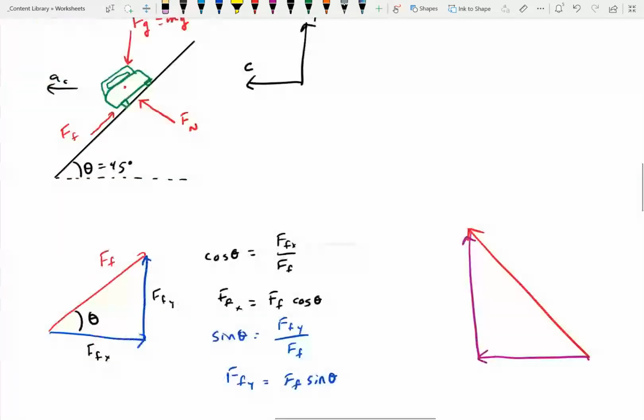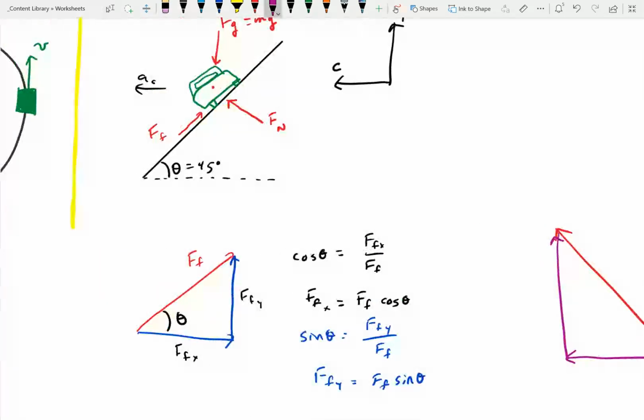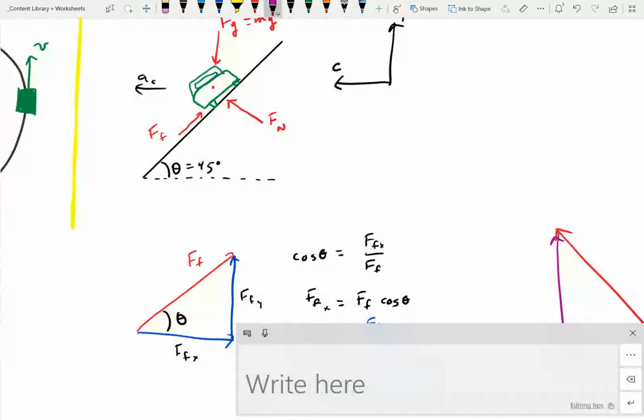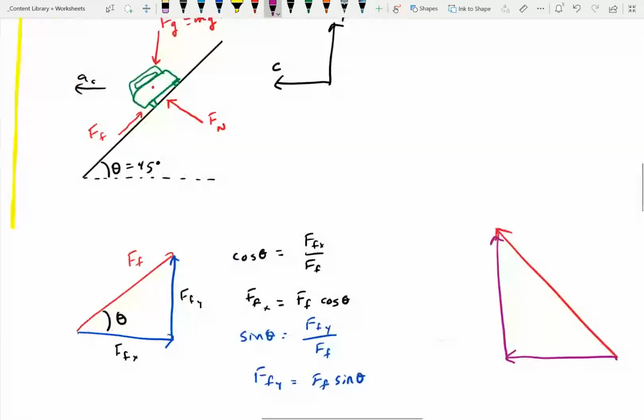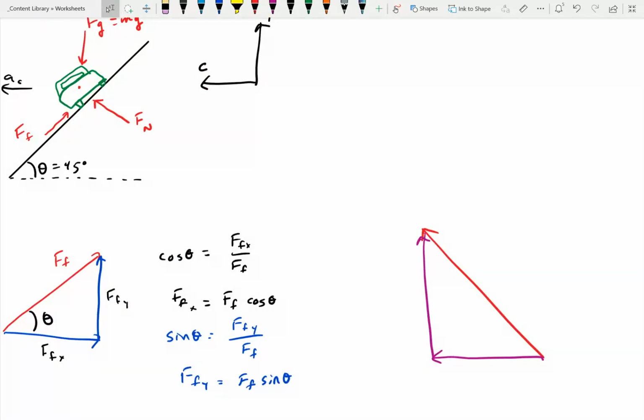In the case of friction, it was easy because we had the slope and the horizontal, and theta was defined by the slope and the horizontal. But for the normal, I have the normal, which is perpendicular to the slope, and vertical, so this angle here is theta.